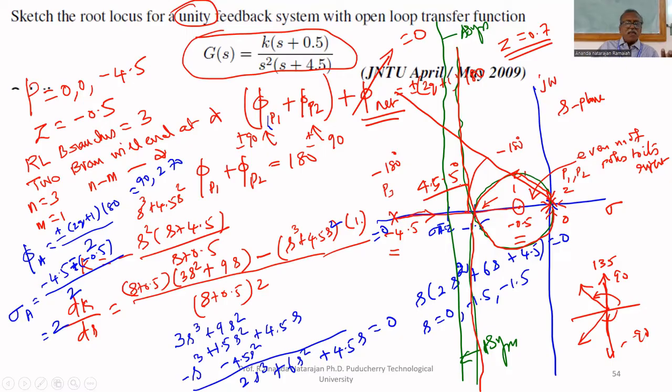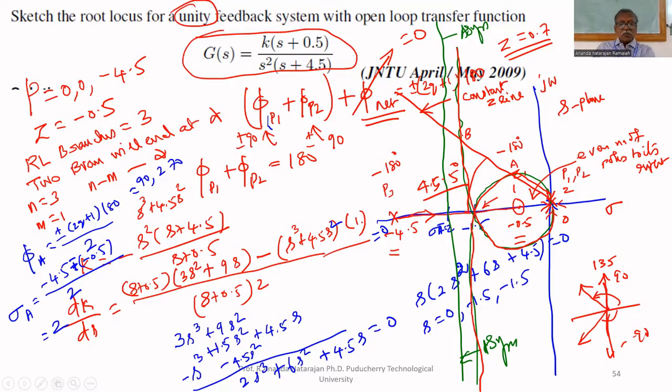Find the value of K for zeta equal to 0.7. Therefore, I have drawn a line, the constant zeta line. This line is called the constant zeta line. At what angle? 45.5 with the negative real axis. Why? Because cos inverse of 0.7 equal to 45.5. So it cuts at 2 points, at A as well as B. It cuts the root locus at 2 points. Whether I have to consider A or B.